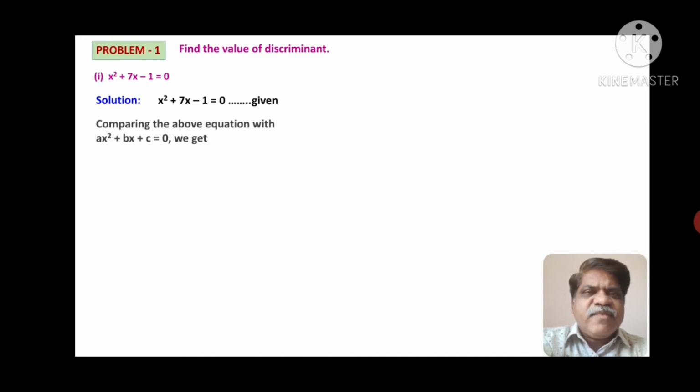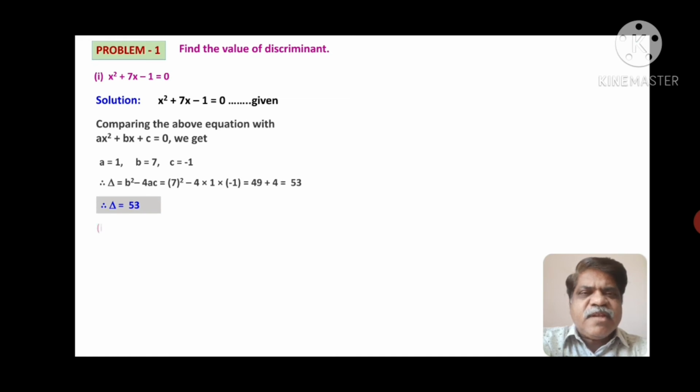Comparing the above equation with ax square plus bx plus c is equal to 0, we will get a is equal to 1, b is equal to 7, c is equal to minus 1. Now, the discriminant delta is equal to b square minus 4ac. Now, we will substitute the values. That is 7 square minus 4 into 1 into bracket minus 1, which is 7 square is 49, minus minus plus 4, that is 53. Therefore, delta is equal to 53.